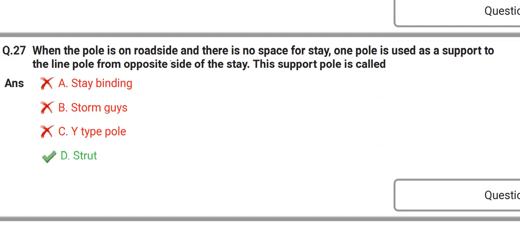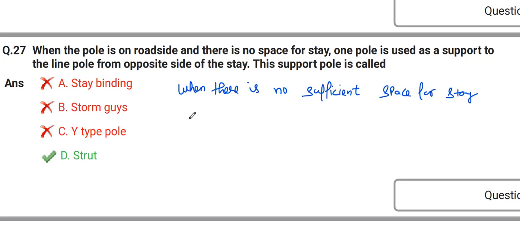When the pole is on the roadside and there is no space for a stay, one pole is used as a support to the line pole from the opposite side of the stay. This support pole is called? So they are asking, when there is no sufficient space for a stay, then what is the supporting pole? The supporting pole is called the strut pole.